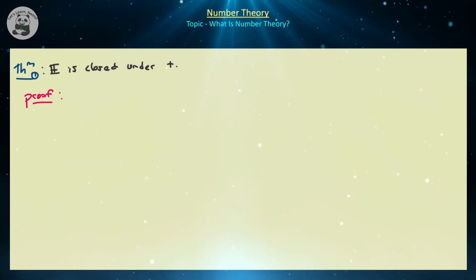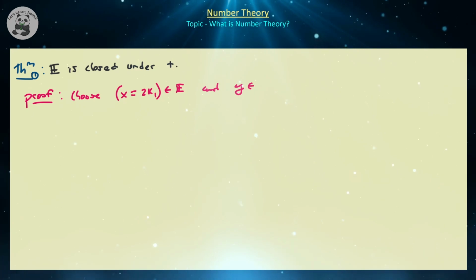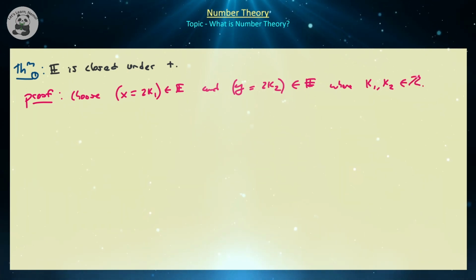So since we're trying to prove that E is closed, we need to choose two arbitrary elements in the set E. So we're going to choose x, which is going to be 2k1, i.e. this is in the set of even integers. So let's say that that is an element of E. And we're going to choose another integer y, which is going to be equal to 2k2, which is of course an element of the integers, where k1 and k2 are some elements of Z that represent x and y.